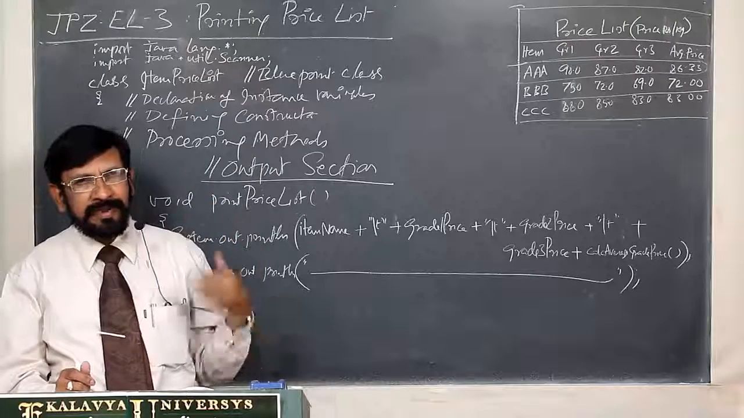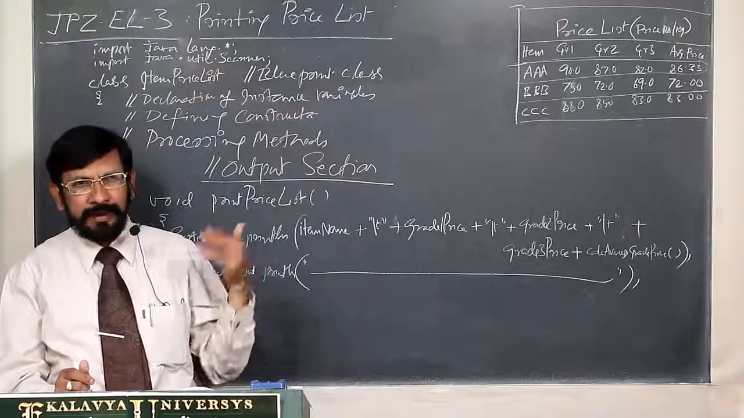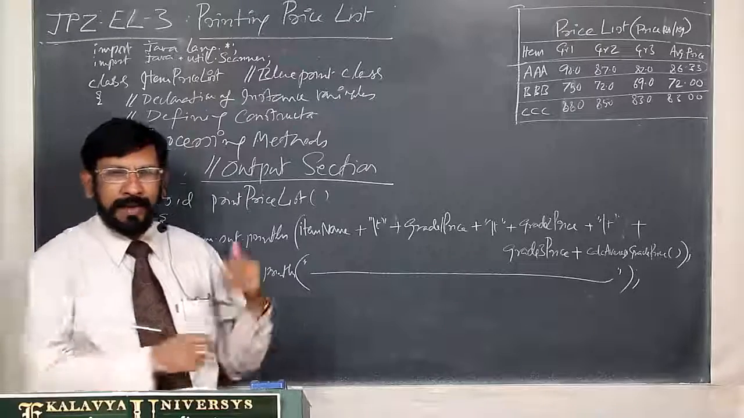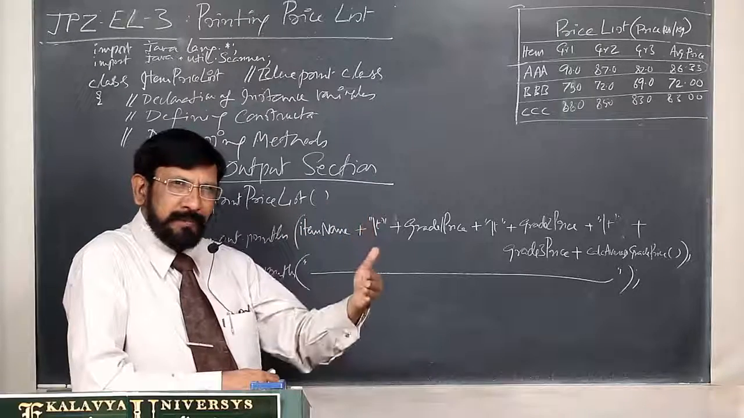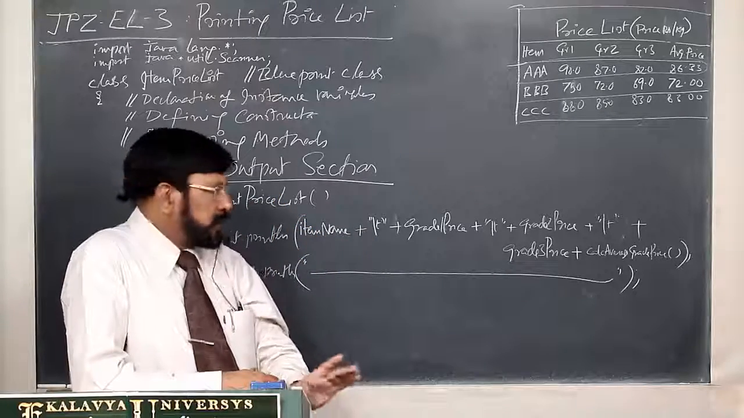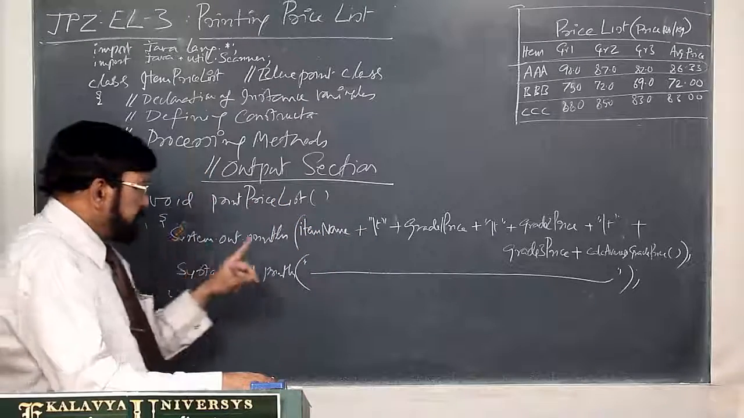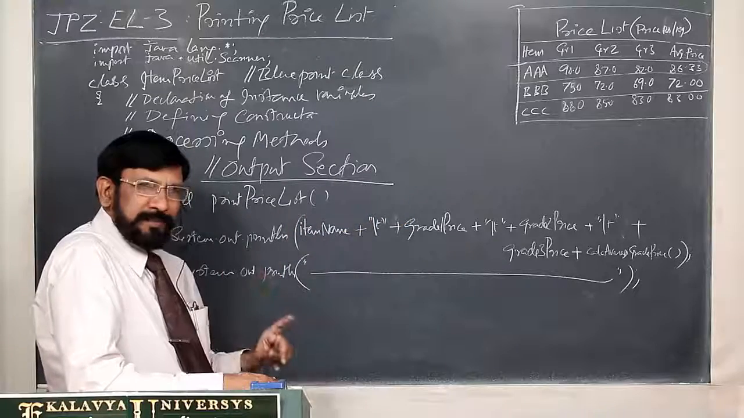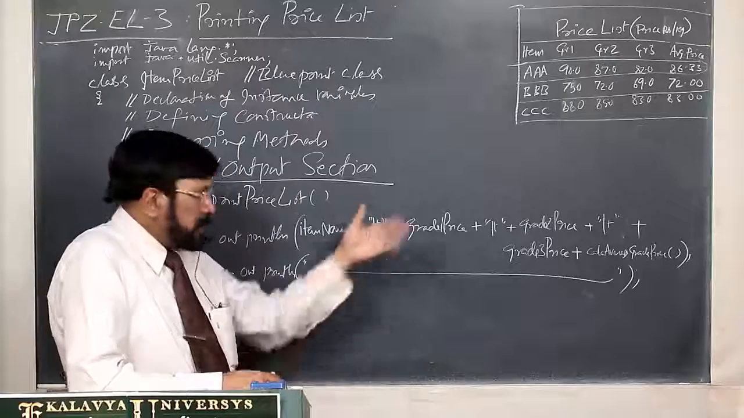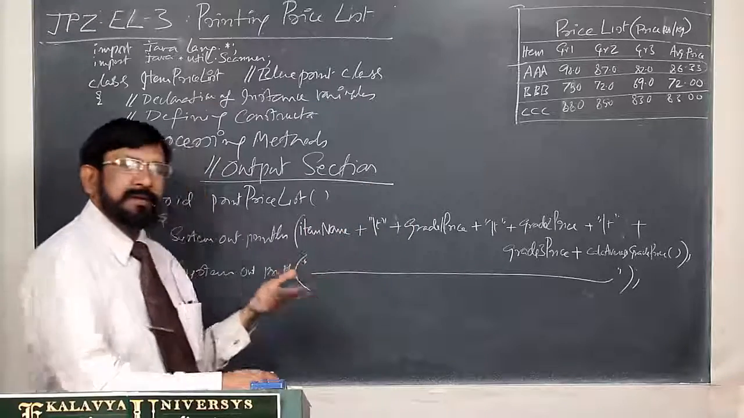So if we want three objects, we create three. If we want five objects, we create five. What is the minimum? The client's minimum requirement may be one item. That's why we write the price list for one item only. So depending on the requirement of the clients, we call this method.